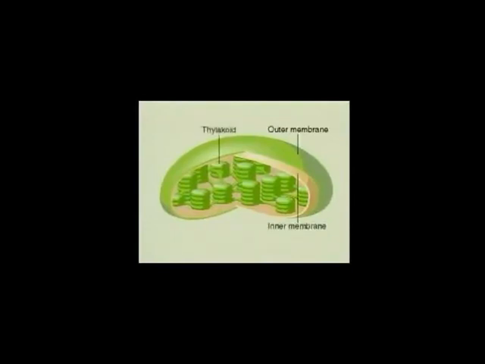The inner membrane consists of layers of thylakoid stacks called grana. The grana are surrounded by a gel-like matrix called stroma. It is the thylakoid that converts light energy to the chemical energy of ATP. Each thylakoid is a closed compartment. The space inside the thylakoid is called the lumen.